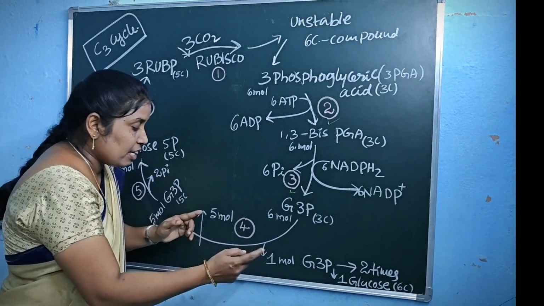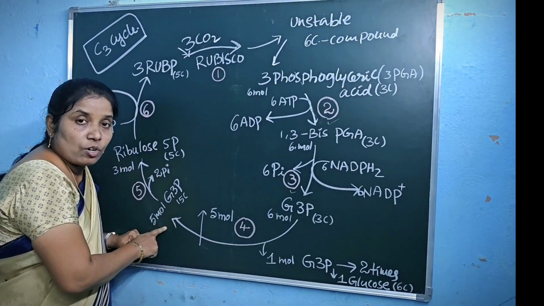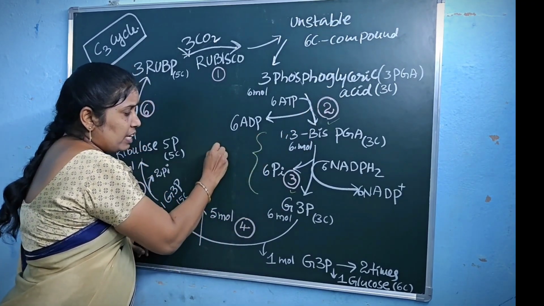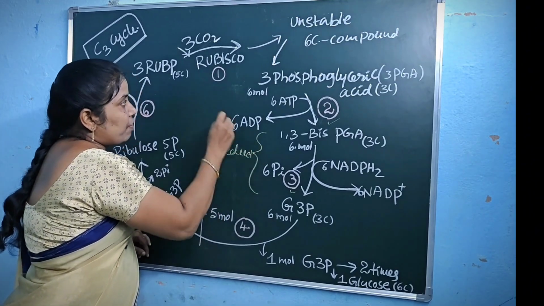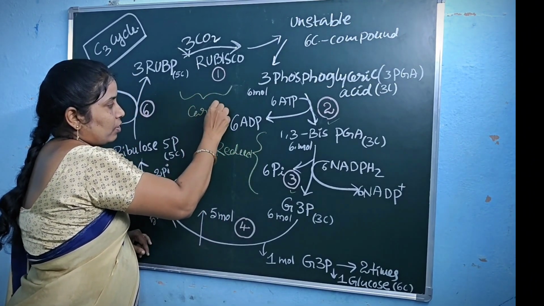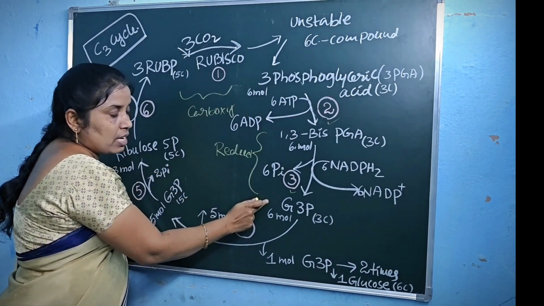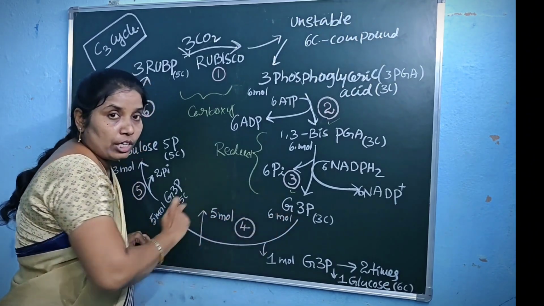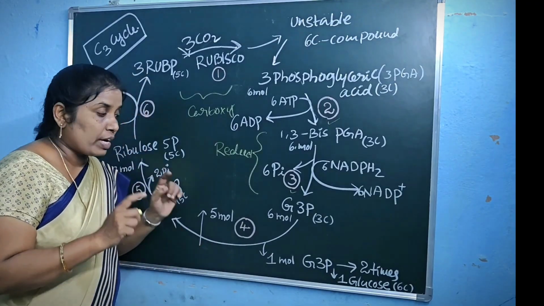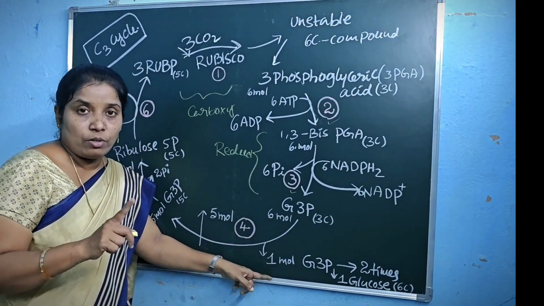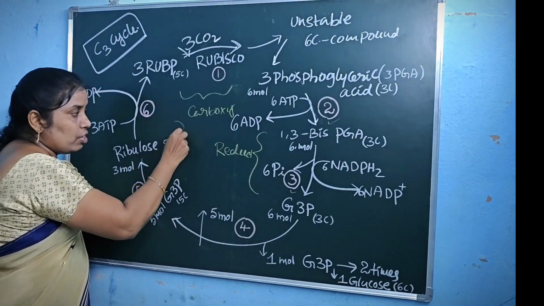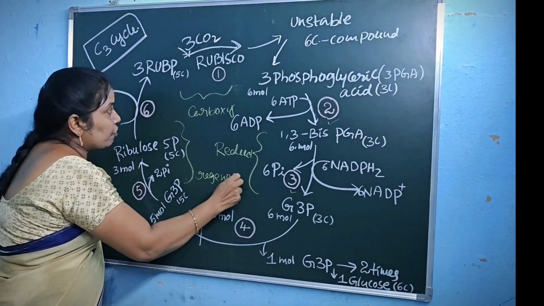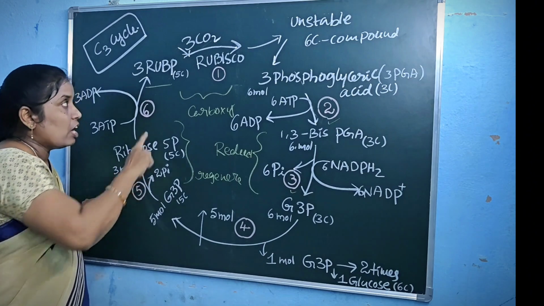The remaining 5 molecules of G3P undergo the regeneration reaction. So the second and third reactions are related to reduction reaction, and the first one is carboxylation. Here the 3-PGA is reduced into G3P molecules. Among 6 G3P molecules, one goes to the cytosol for the preparation of 1 glucose. The remaining 5 molecules go to the regeneration reaction, for the regeneration of RuBP.